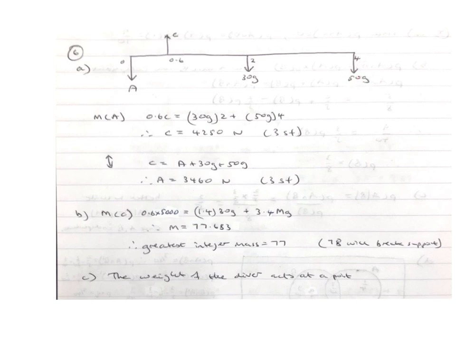here. I suppose I was a bit lazy here. I should really draw another diagram showing 5,000 there and mg there. But using that, we've got 77.683. It says what's the integer value.